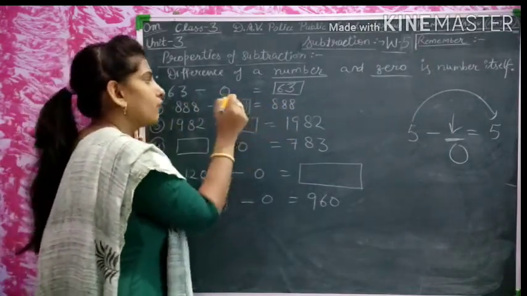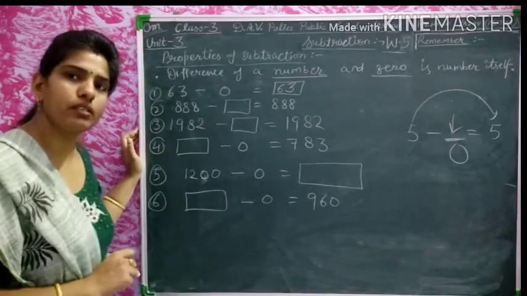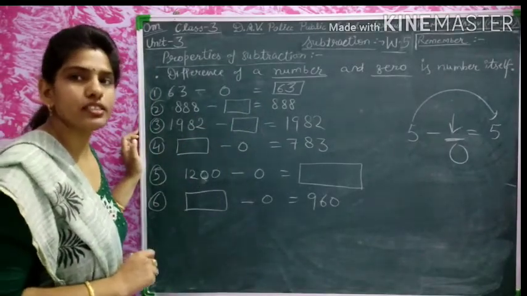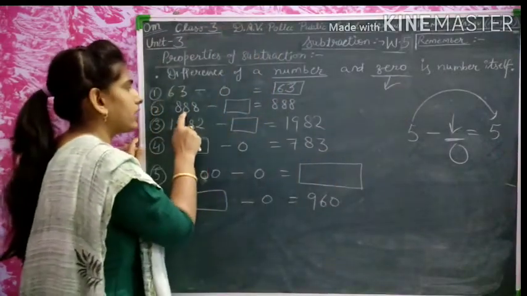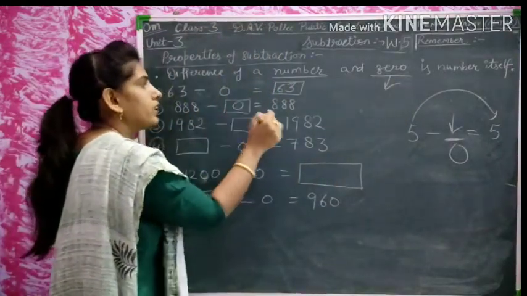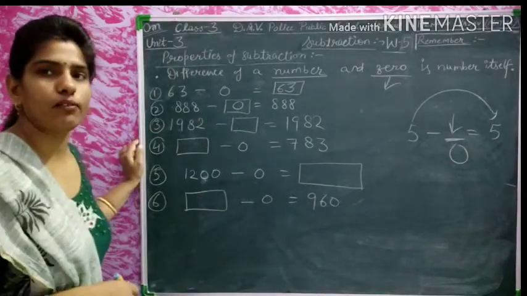It means what will we subtract from this number? Yes, you can easily answer. Difference between the number and 0 is the number itself.